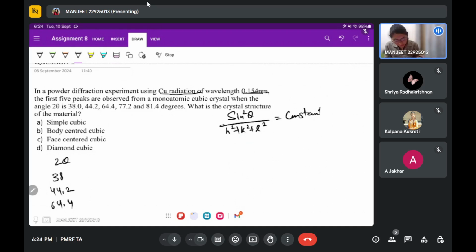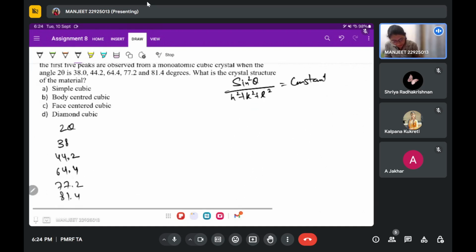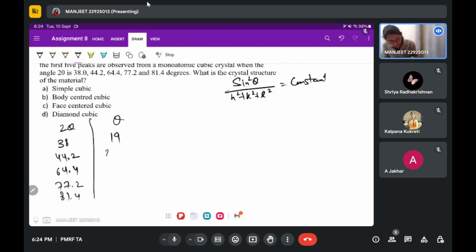Okay, for these 2θ values, if I calculate θ, it will be 2θ divided by 2. This gives you 22.1, 32.2, 38.6, and 40.7. This is the θ corresponding to these 2θ values.